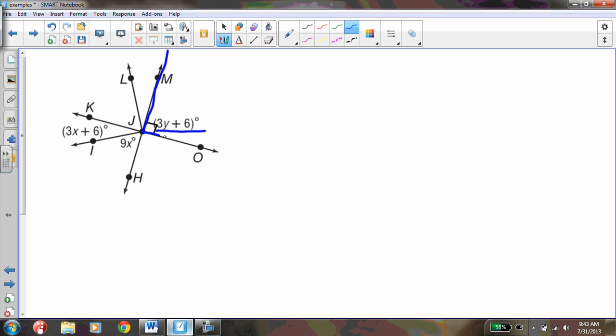If I look at just this portion of the picture, I see that the measure of angle MJO is 90 degrees because of the box here in the corner. Since I also know that the measure of angle MJO equals 3y plus 6, I can create the equation 3y plus 6 equals 90 degrees.